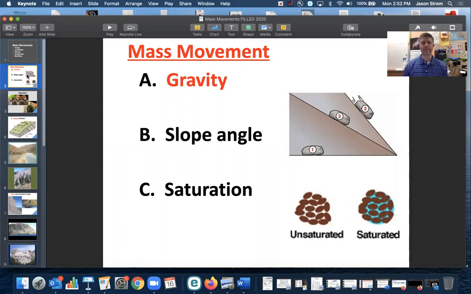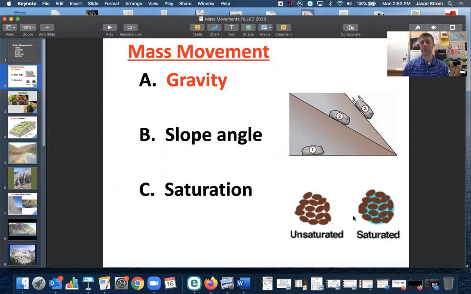The slope angle. So the steeper the slope, the more likely a mass movement is to happen. So, here, the rock number one, it's really horizontal. That's not going anywhere. Number two, it's becoming more likely since it's steeper. And then number three, the angle is steeper. So it's more likely to happen.